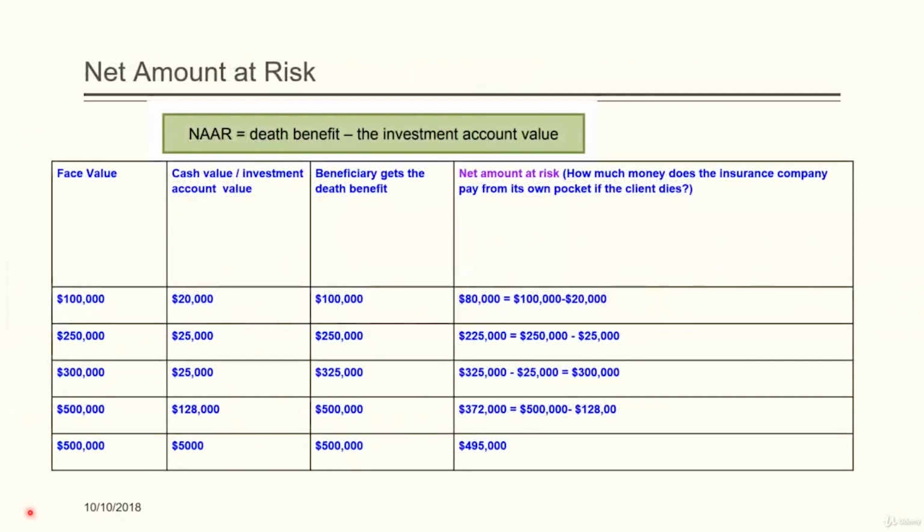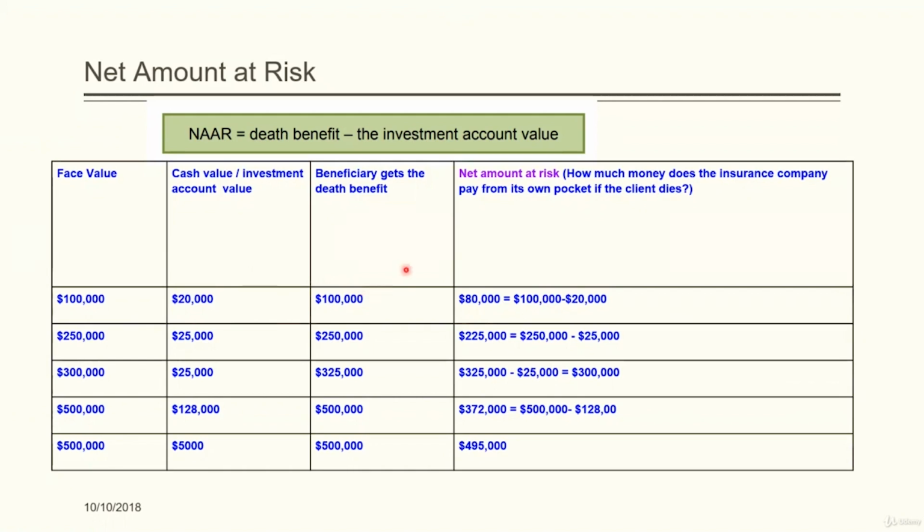The NAR we just mentioned, NAR is the net amount at risk. So in the NAR, you just have to think, like, what is the face value of the policy? Suppose it's $100,000. The cash value is the investment account value. Let's suppose it's $20,000. If the person dies, the family will get $100,000. Now that $100,000, where does it come from? You can think of it this way, that actually the insurance company is putting in $80,000 from their own pocket, and there's $20,000 from the cash value. So in this way, the client is getting $100,000.